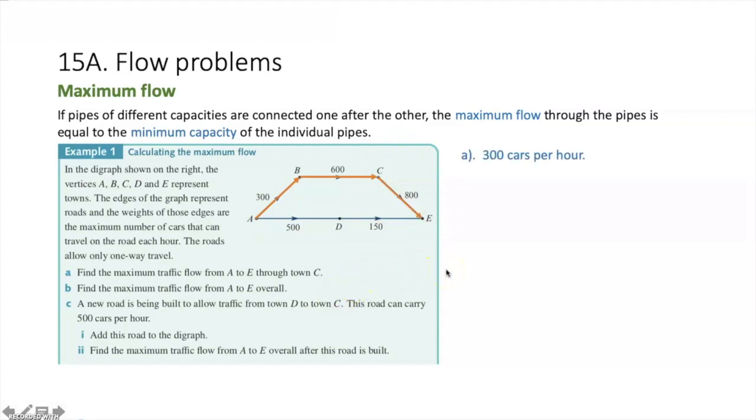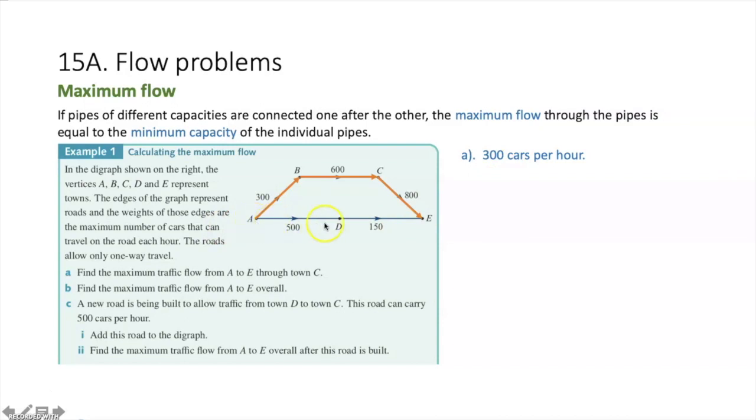Question B. Find the maximum traffic flow from A to E overall. We want to look at the possible ways the traffic can flow from A to E. We can go from A to B to C to E, or we can go from A to D, then E. As we already calculated for the first way, via B and C, we can have 300 cars as the maximum flow.